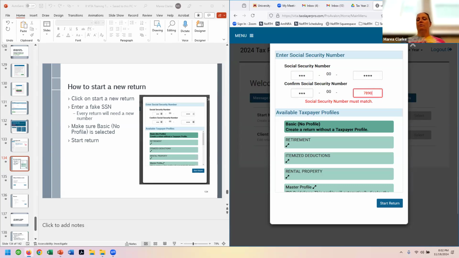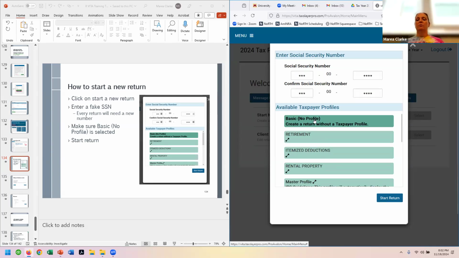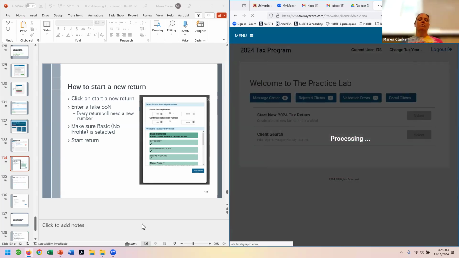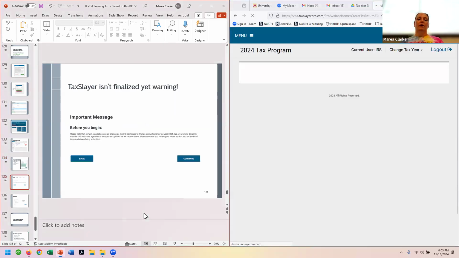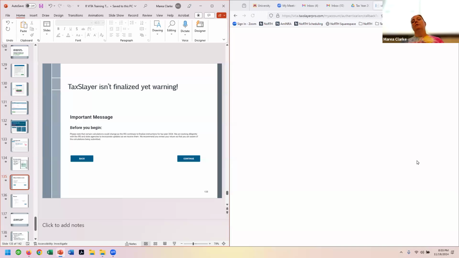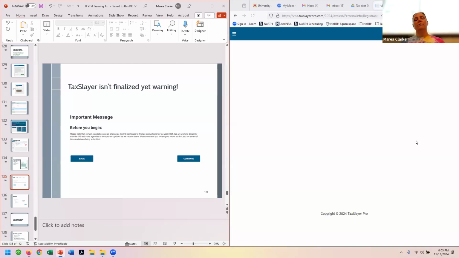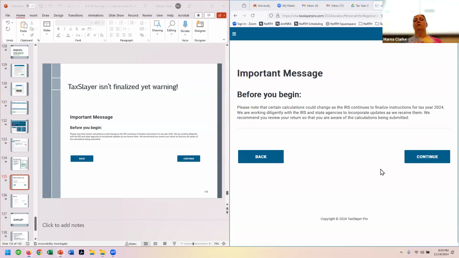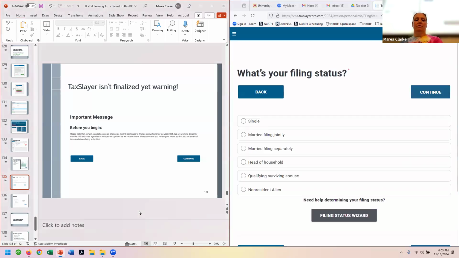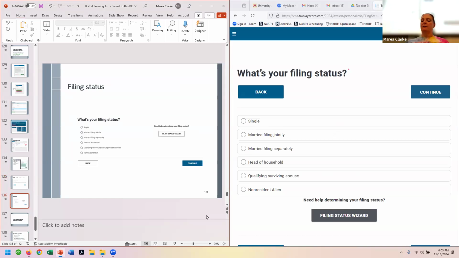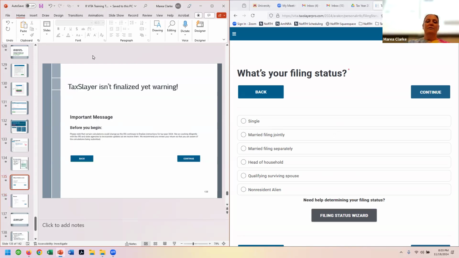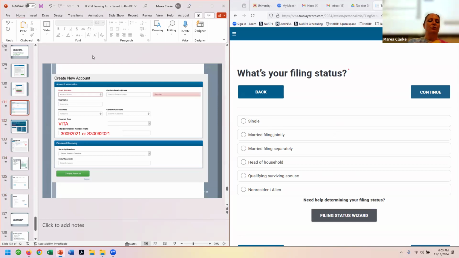So they have to make sure they match. You're going to use the basic, start a return. And it should give me the warning message saying, hey, we're not sure, it's not right. Yes, we know that it's not good yet. And then we start with filing status. And we go from there. Yes. What's the size now? Yes, it is 392,021.